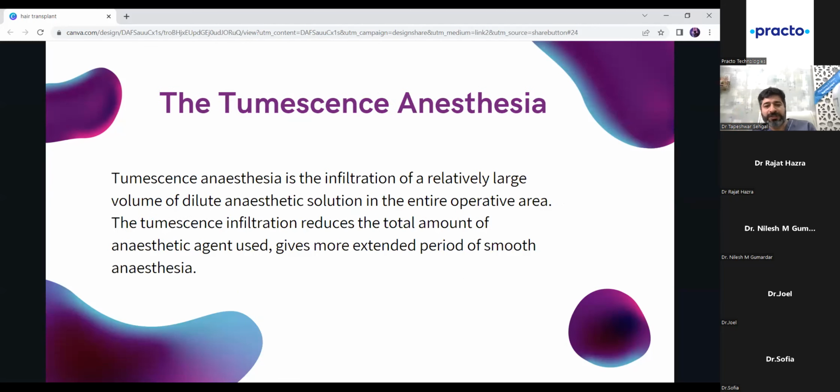Tumescent anesthesia is the infiltration of a relatively large volume of diluted anesthetic solution in the entire operative area. It makes the skin tense. When you put the drill inside to extract the hair follicle, the skin needs to be tense. In flabby skin, it becomes very difficult to take out the hair.